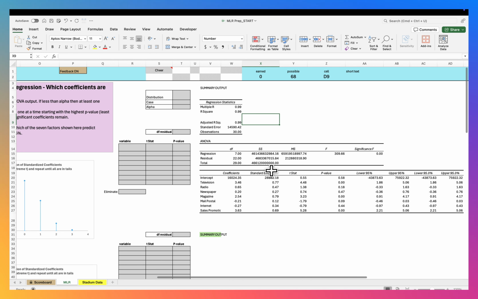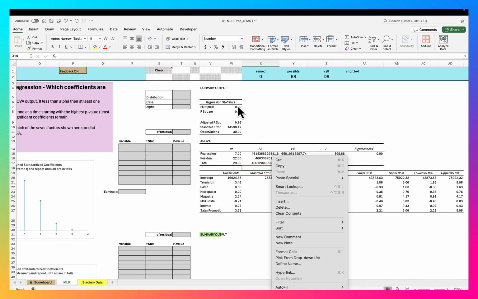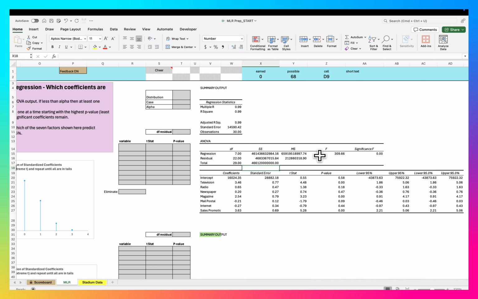Okay, so let's look at this output. So, in particular, what we're really after when you first run multiple regression is this section here that says ANOVA, which stands for Analysis of Variance. And all of these numbers are going into calculating this very last number that is in the ANOVA, the number called significance F.